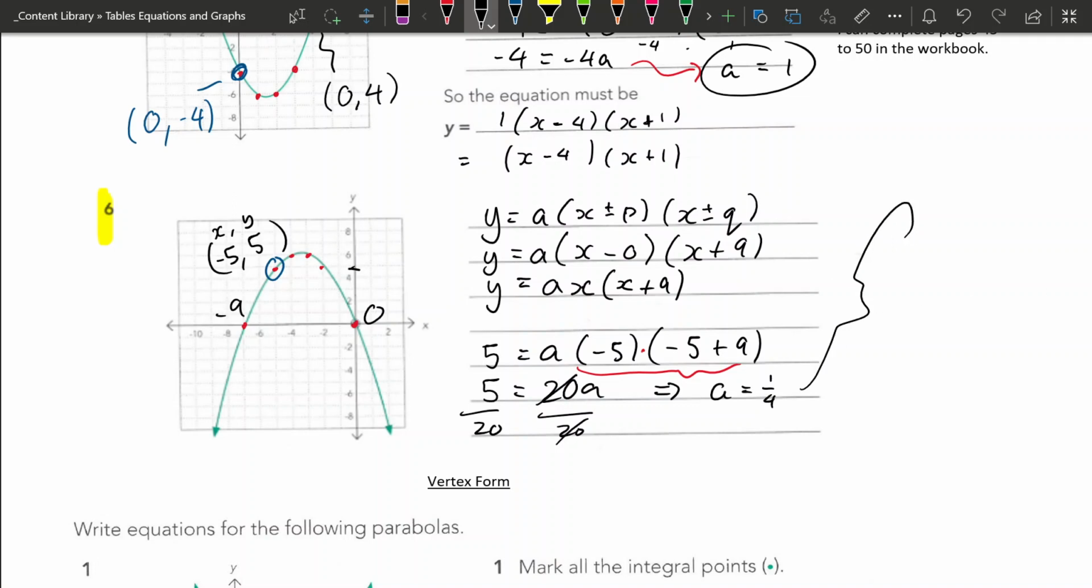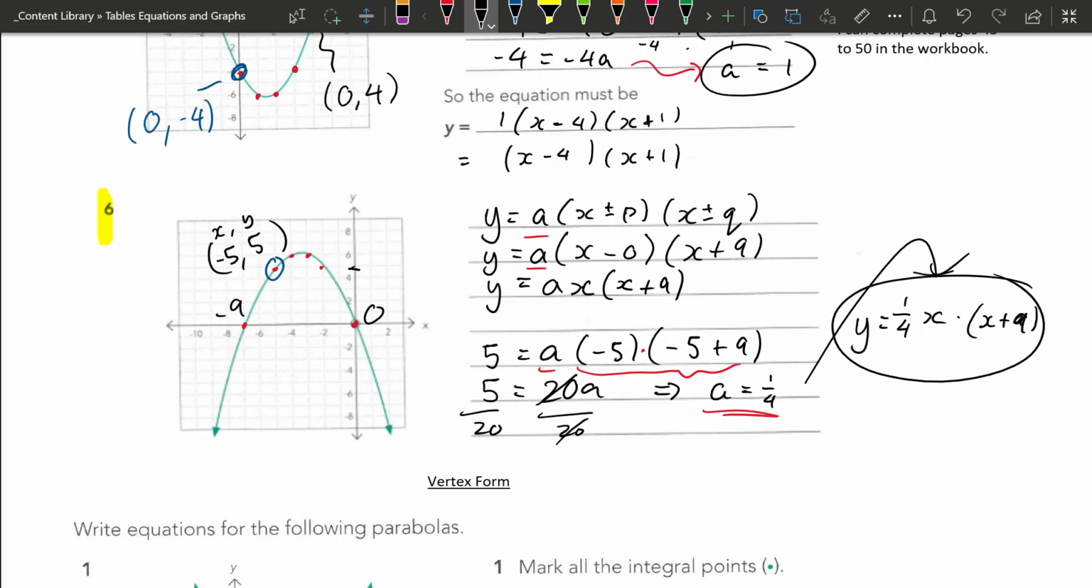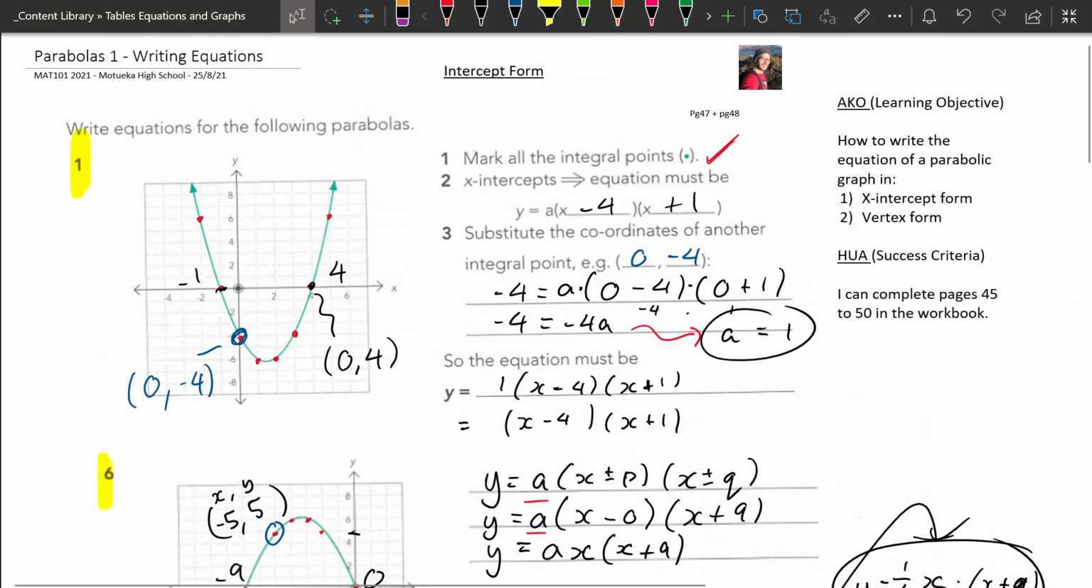So knowing all of that, we can chuck it into our equation. Final equation, so y equals a quarter. So a is a quarter now. A quarter times x times x plus 9. Okay, so that's when you have the intercept form of the equation.